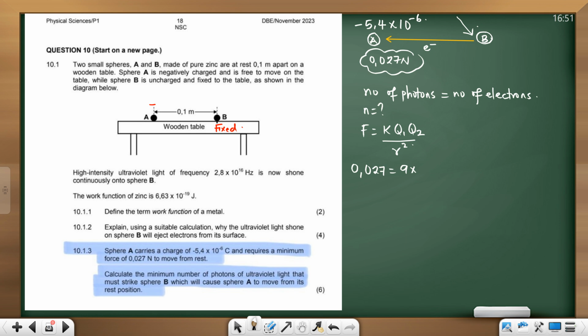K is 9 times 10 to the power 9. Do we know QA? Yes, 5,4 times 10 to the power negative 6. Do we know the charge on B? No, charge of electrons. But what is the distance between them? 0,1 squared. May I ask everyone to please quickly get me Q2 as quickly as possible.